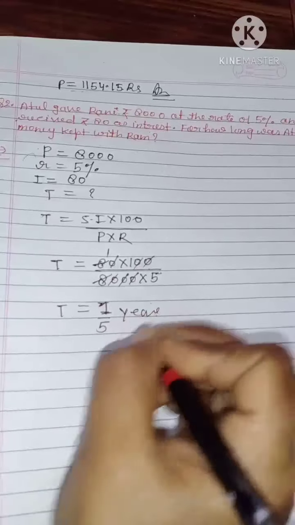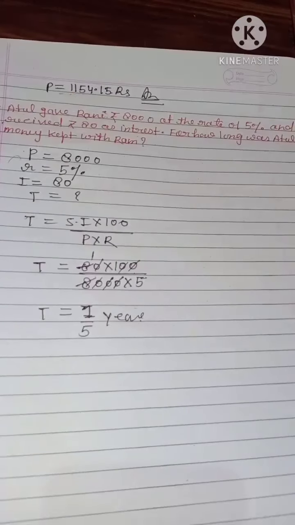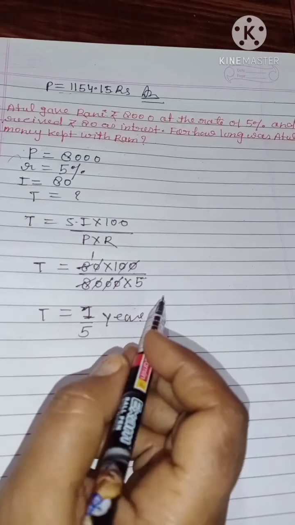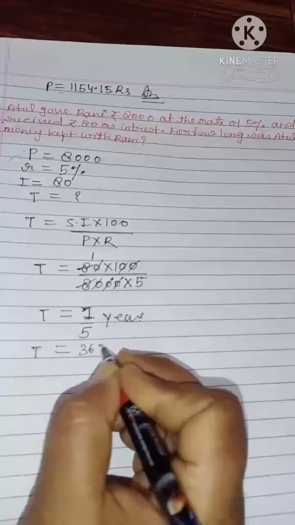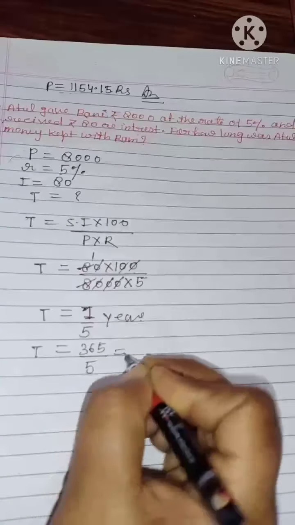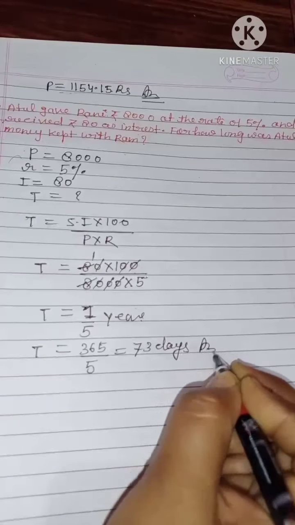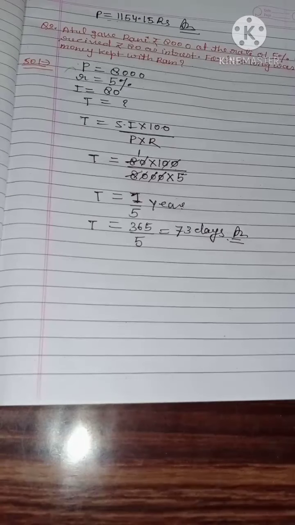Okay, 1 upon 5 year means it will be in days. How long means the answer should come in days. So you will write that T is equal to 365 divided by 5 and its answer will come 73 days, and this will be your answer. Now come to the next question.